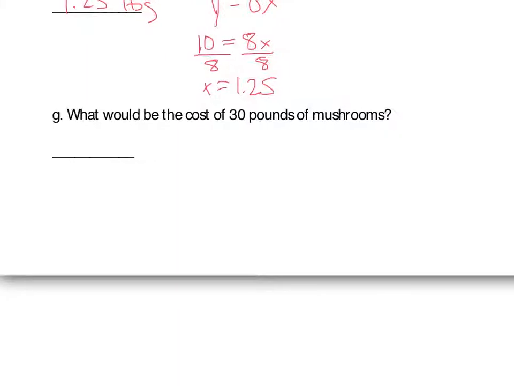And finally, what would be the cost of 30 pounds of mushrooms? So y is equal to 8x. x is our amount of pounds, so y is equal to 8 times 30. So y is equal to 240, nope, not pounds. y is in terms of dollars, $240.